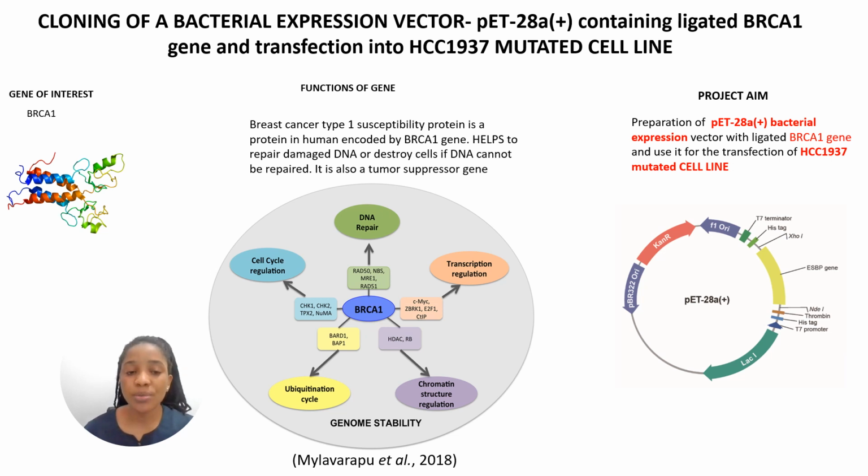My aim is to prepare my expression vector, making sure it contains a multiple cloning site, His tag for protein purification, the T7 promoter for strong expression, and restriction sites, NdeI and XhoI. And I'll also go ahead to transfect the mutated cell line that has a BRCA1 gene knockout.